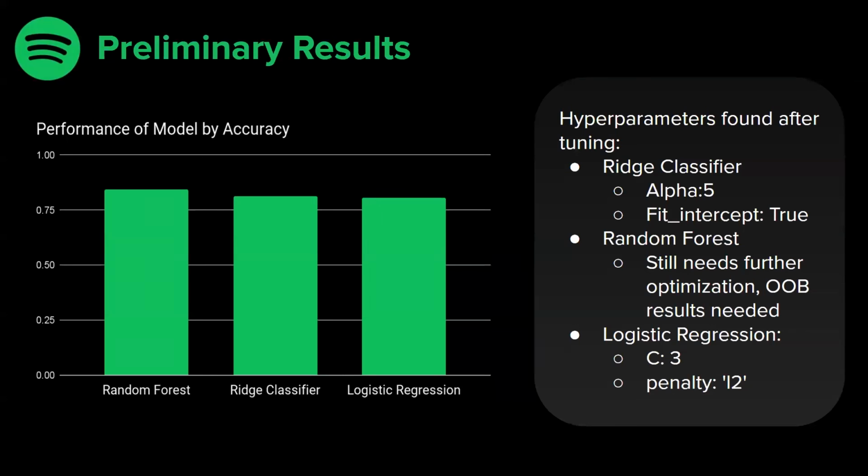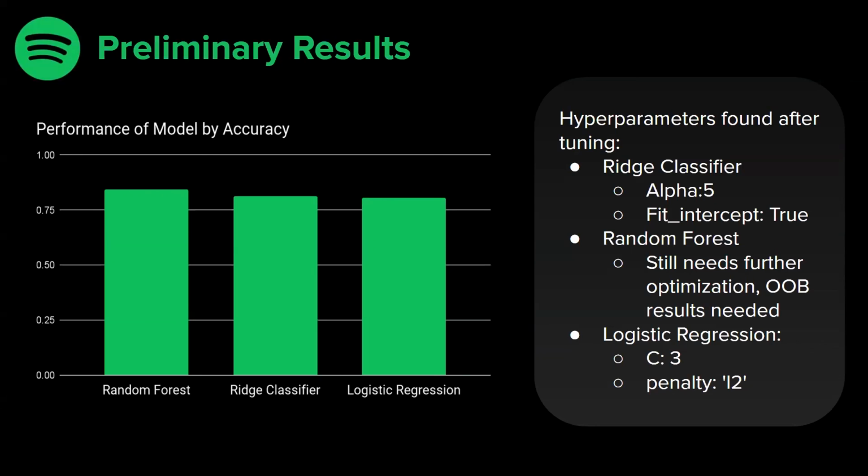For random forest, we did run into a little bit of a snafu. It still needs further optimization. This is due to something we discussed in class, which is that random forest tends to take a very long time to optimize using cross-validation.